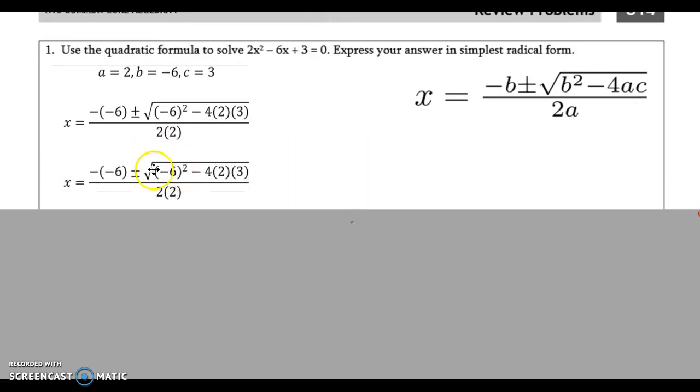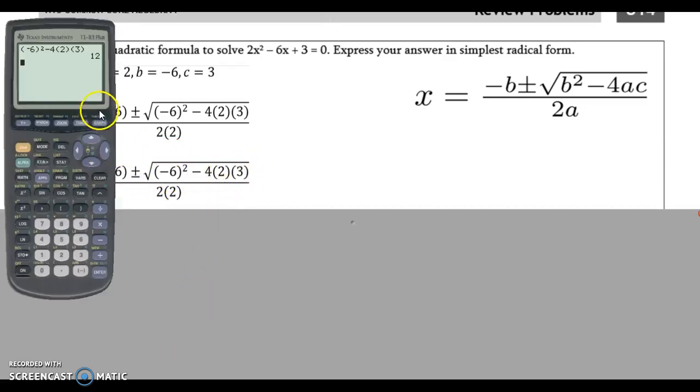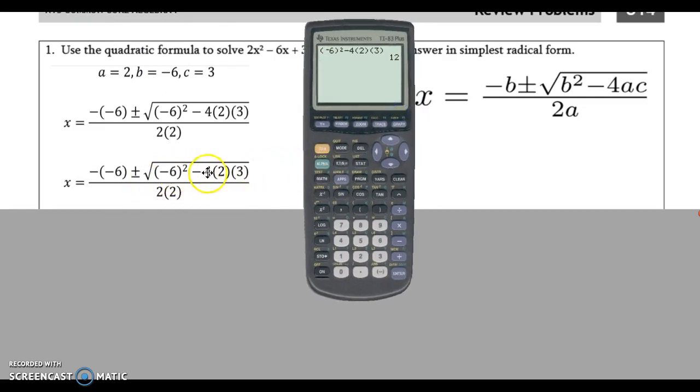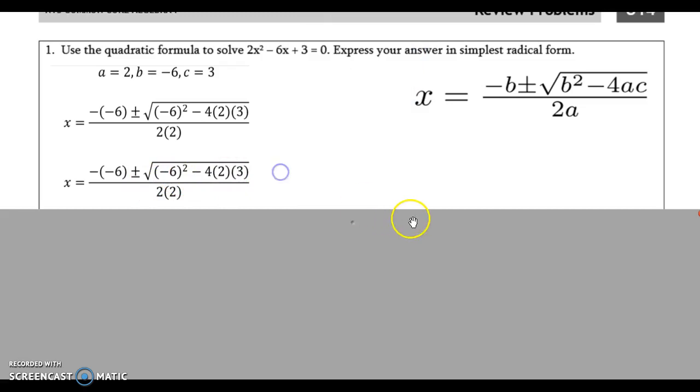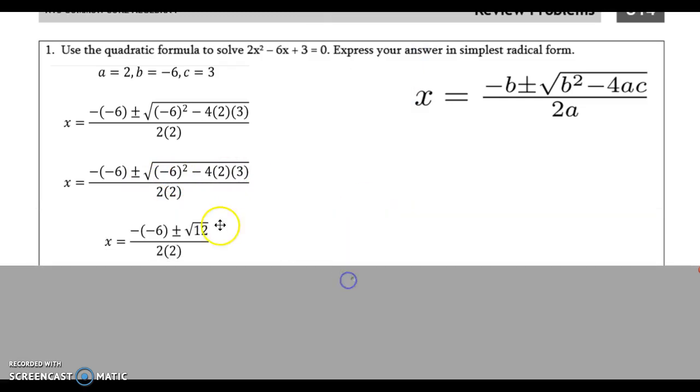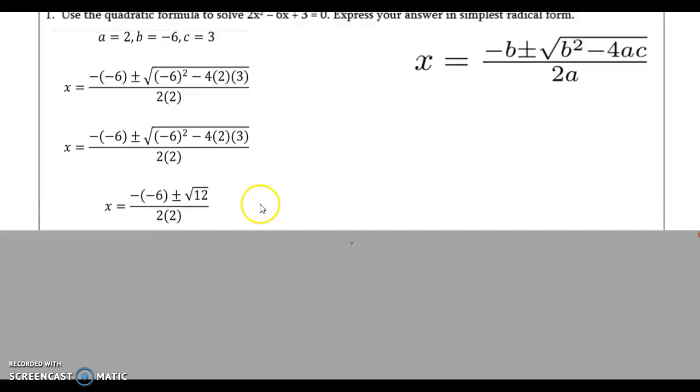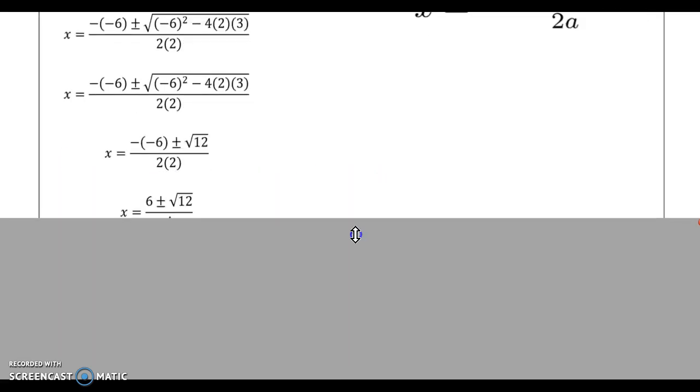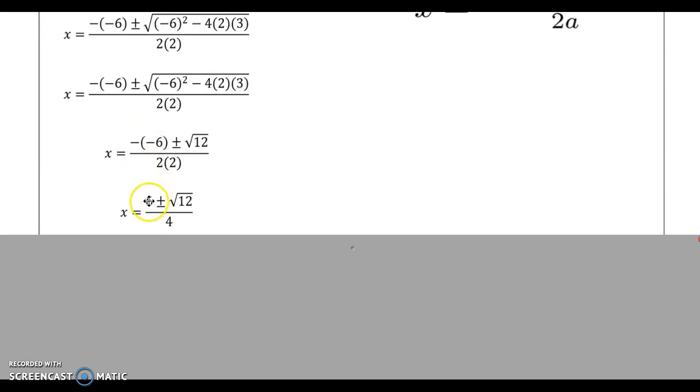Then I took the piece that was underneath the radical, and I put that all into my calculator. I can show you what it looks like here. I just took the piece that was inside the radical, as I said, put it into the calculator and pressed enter, and I got 12. So that's this step. Notice how the piece under the radical got much more simplified and everything else I didn't touch. Next I have negative 6 turn into positive 6.